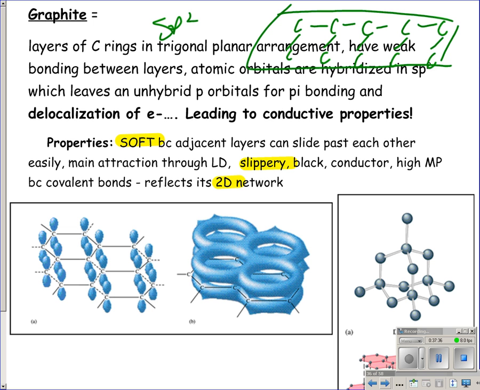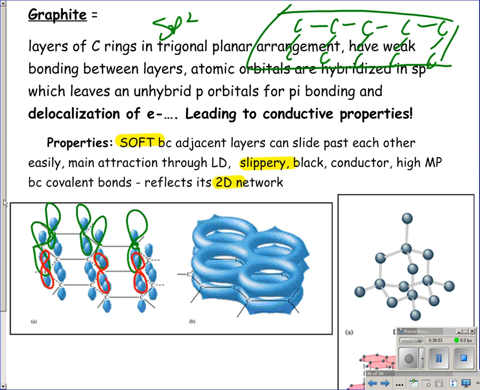An unhybridized p orbital. That unhybridized p orbital, I'm going to draw it here, goes up and down, and it overlaps with another one. So this top one is a sheet of carbons. This bottom was another sheet. It overlaps with ones on the bottom. So that overlap allows for electrons to jump from sheet to sheet.